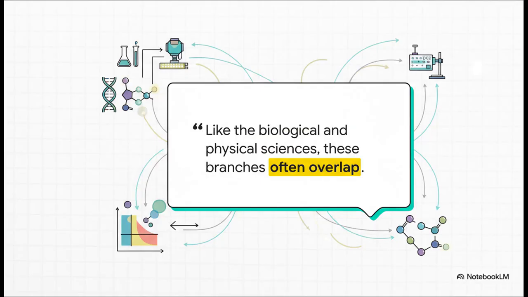Now, here's a really crucial point. These branches are not separate boxes. They overlap all the time. Think about it. Say you wanted to create a new, super efficient solar panel. A theoretical chemist might design a new material on a computer. Then an inorganic chemist would figure out how to actually make it. An analytical chemist would test it to make sure it's pure, and a physical chemist would measure how well it converts sunlight into energy. See, they all have to work together.